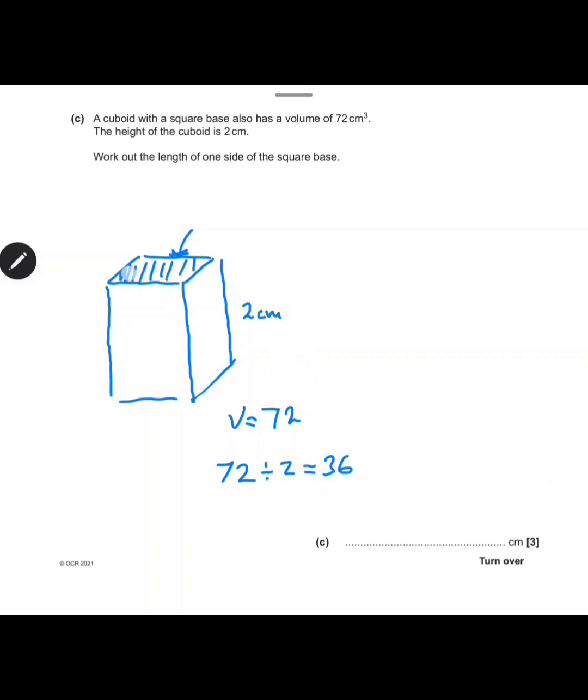And what that 36 will be is the area of this base. So we know the area is 36. We're looking for this side length, which we can call x. Because this is a square-based cuboid, that will also be x. So x times x is 36. Something times itself is 36. The side length x is going to be 6 centimetres.